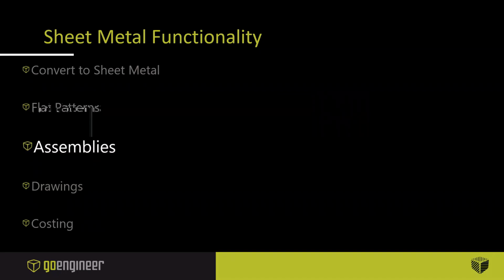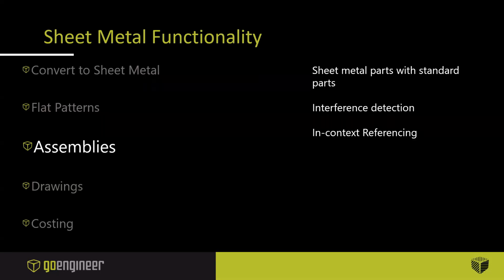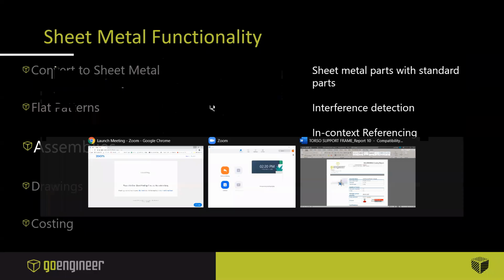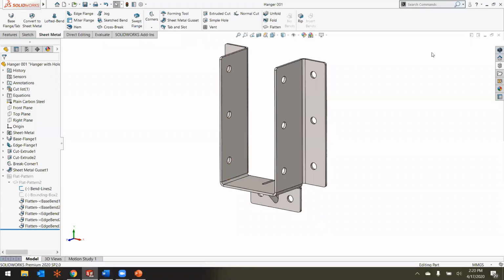Our next topic here is going to be assemblies, where you can use your sheet metal parts. So you can use kind of a combination using your sheet metal parts along with your standard parts, or all sheet metal parts, just depends on what you need. You can also use interference detection because you are working in an assembly environment, just making sure that things don't collide with each other. And then you can also use in-context referencing when you want to make certain changes to your model. So let's take a look at an example of that.